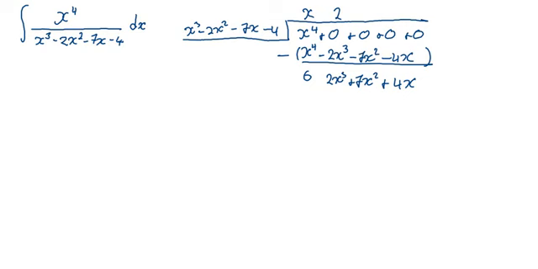Okay, then we multiply out. We're going to have 2x to the power 3 minus 4x squared minus 14x minus 8. Okay, we have 8 there.